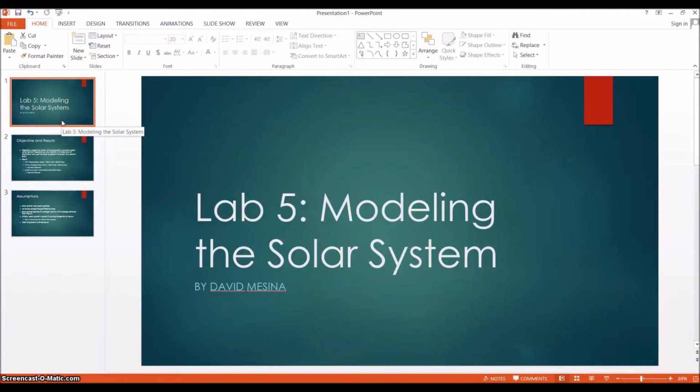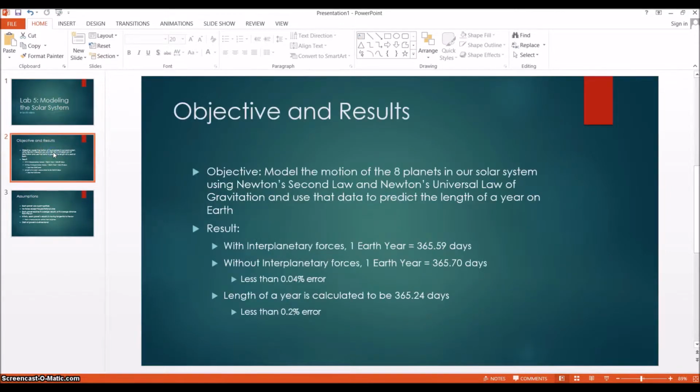Lab 5, Modeling the Solar System. The purpose of this lab is to, through Newton's second law and the universal law of gravitation, create two models of the solar system, one factoring in interplanetary reactions and the other not, in order to calculate the length of a year on Earth. The result was that the model with interplanetary forces had a year of approximately 365.59 days in length, and the model without interplanetary forces had a year of about 365.70 days.